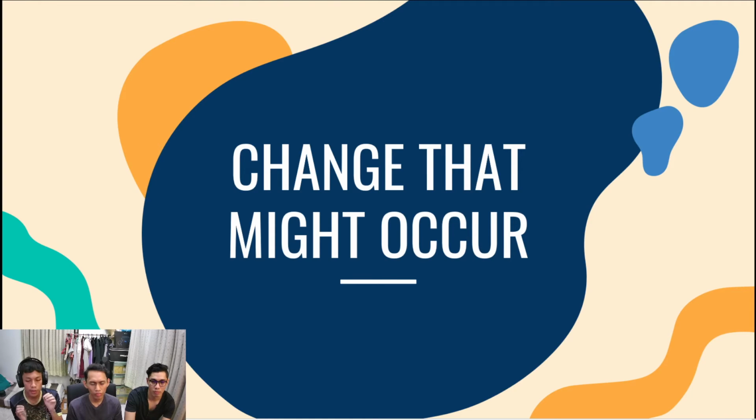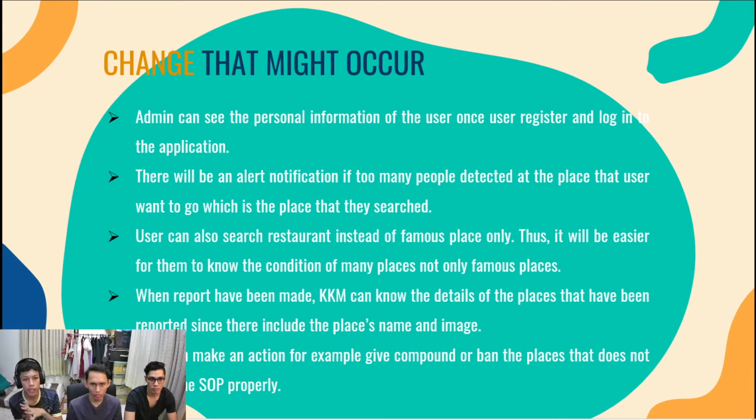Okay, in this our final project, we have upgraded more of the features of our previous project. So there will be some changes that will occur in this latest version of our mobile application. Something that will occur in our latest mobile application version is that the admin can see the personal information of the user once the user registers and logs in to the application.